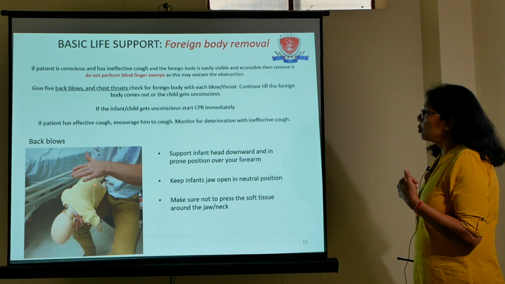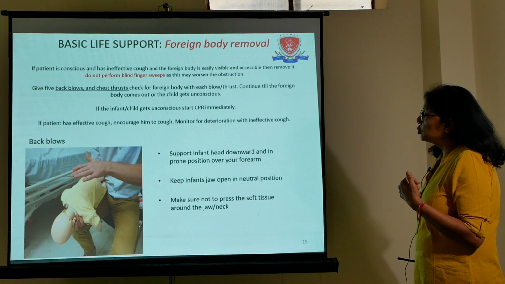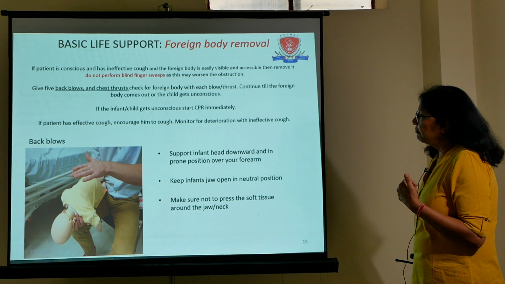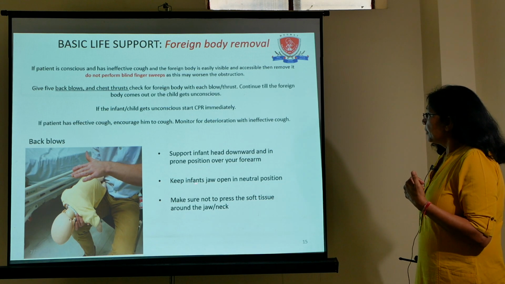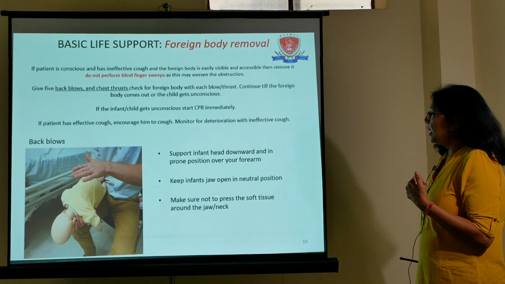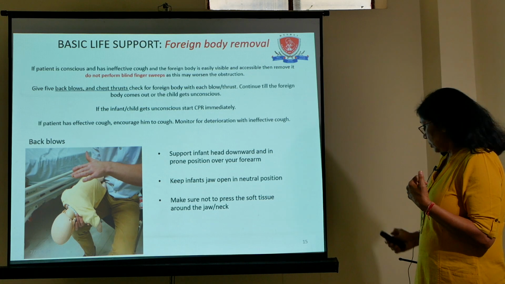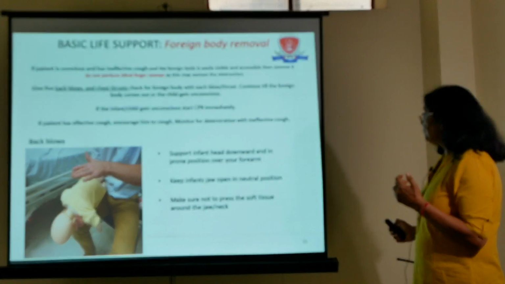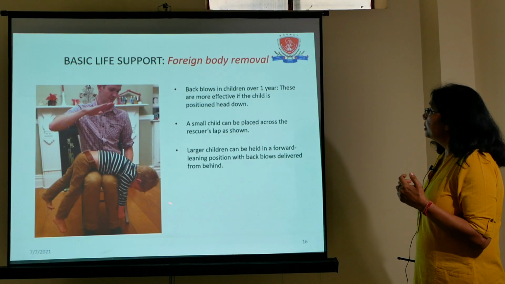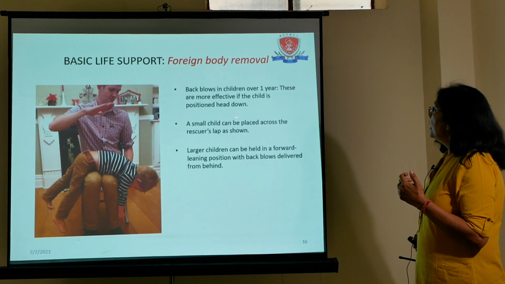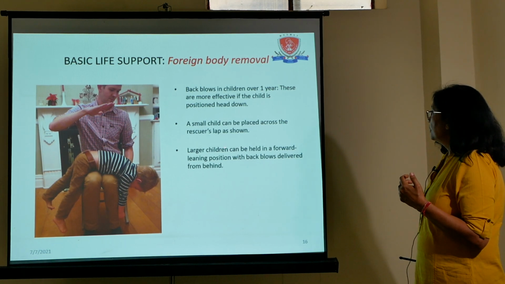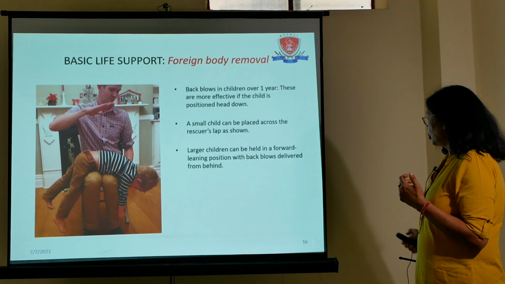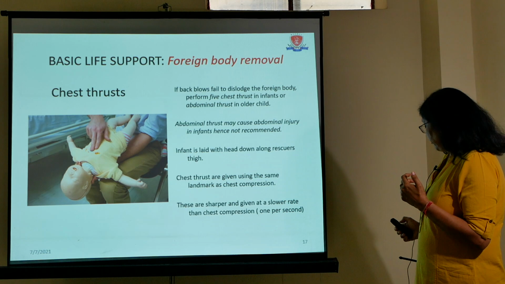This is the position to show how you need to give the back blows with the palm of your hand, and with the other hand you need to place the victim head down in prone position with the support of your forearm and thigh. Keep the infant's jaw open in neutral position and make sure not to press the soft tissue around the jaw or neck. So give 5 blows and check for the foreign body. For an older child, you can place the child across your 2 laps and then give the back blows. Larger children can be held in a forward leaning position and the back blows can be given from the side.